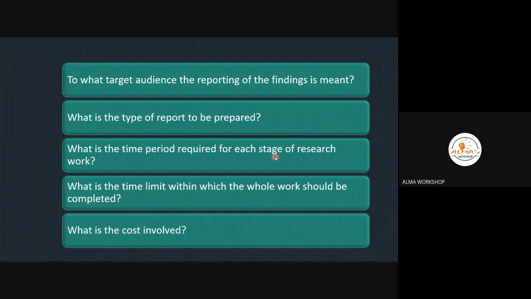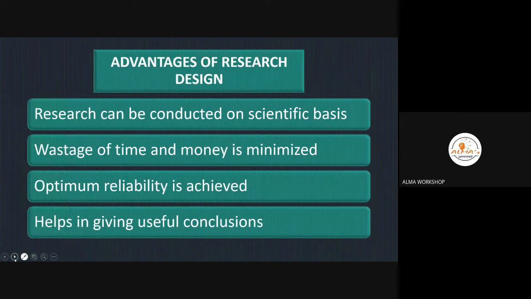Each stage of research involves identifying the problem, deciding how much time you are going to take for collecting the review, and so on. We didn't allow time for you, but you always have to plan your research. You have to have a time period for each step. What is the time limit within which the whole work is to be completed, and what is the cost involved? These are the questions you have to ask when you plan to do research and you have a research design.